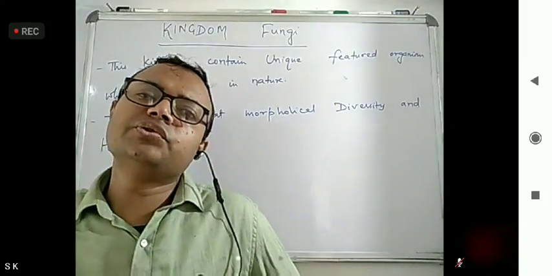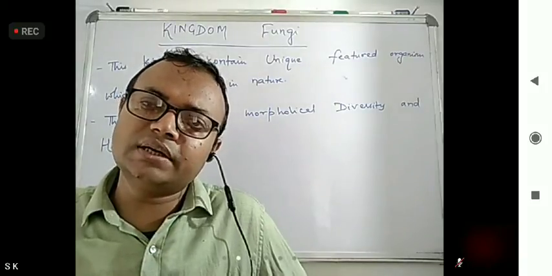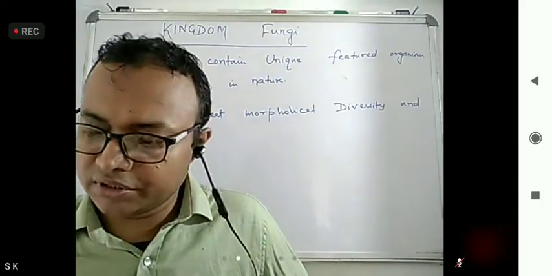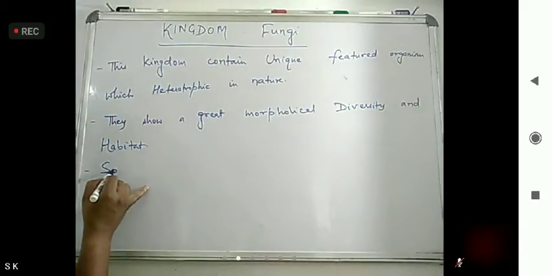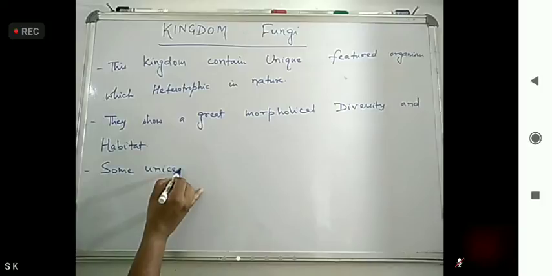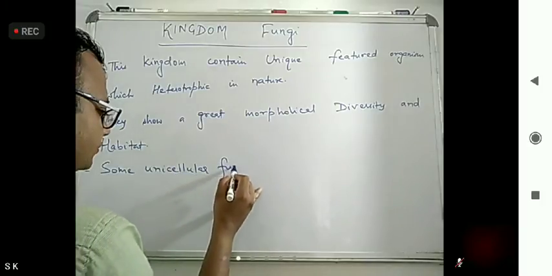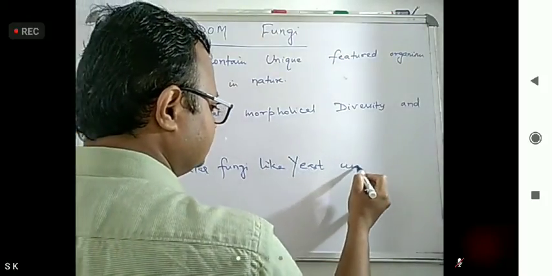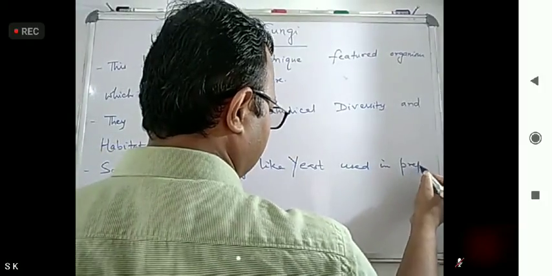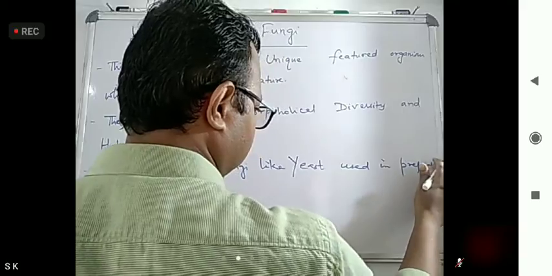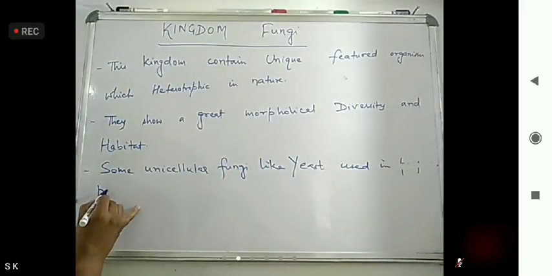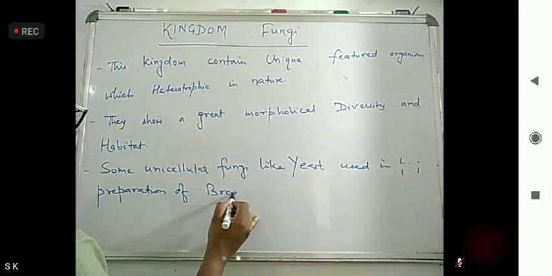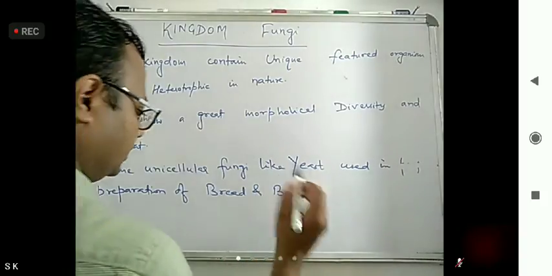Now some unicellular fungi are also there, one example is yeast. So yeast is used to make bread and beer. What I told, some unicellular fungi like yeast are used in preparation of bread and beer.